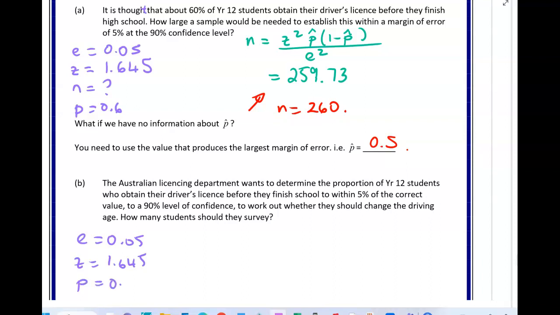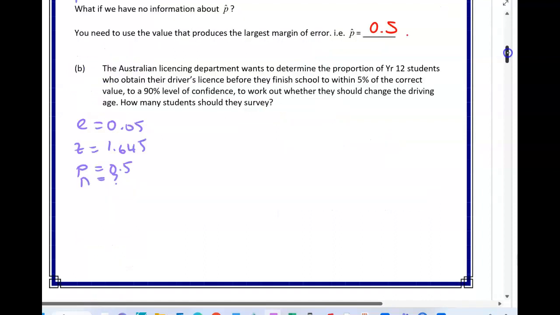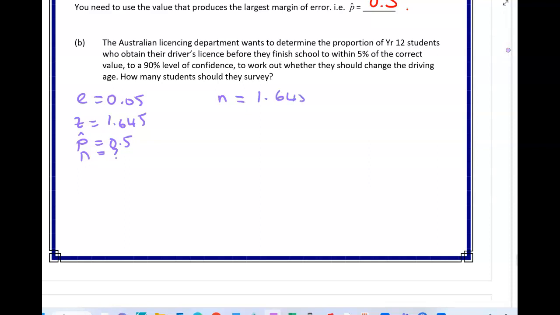N is the one we don't know, and then we make the assumption that P is 0.5, or P hat. Where they say, how do we know, we just assume P hat to 0.5? Yes, because you don't have any other information. Oh, so we just assume. So you have to make that assumption. Yep.